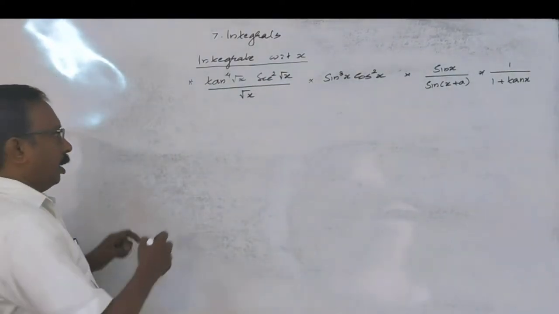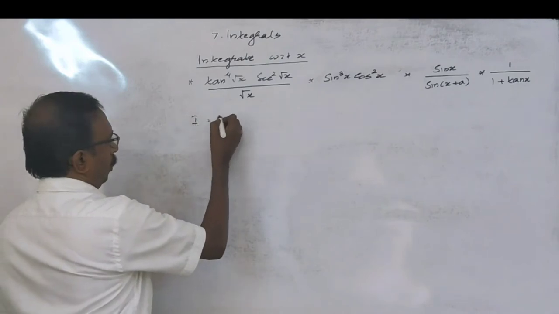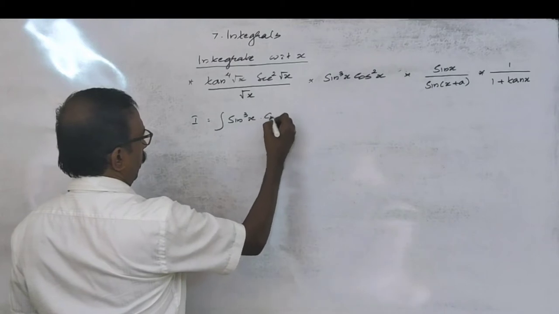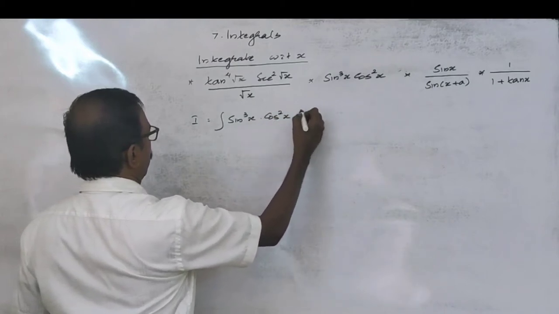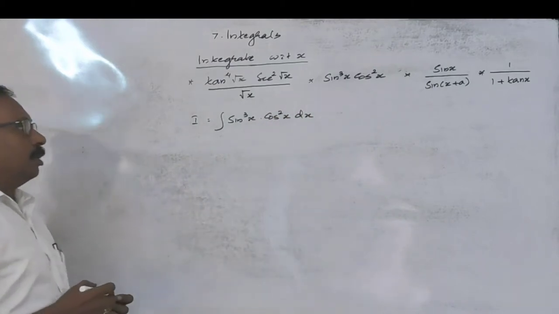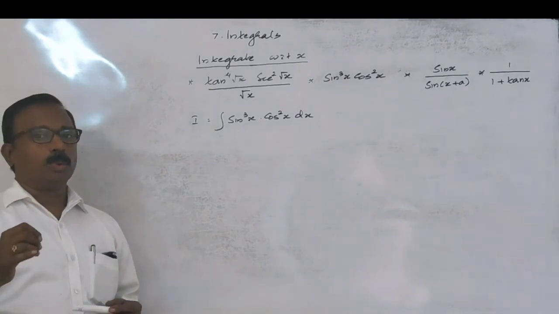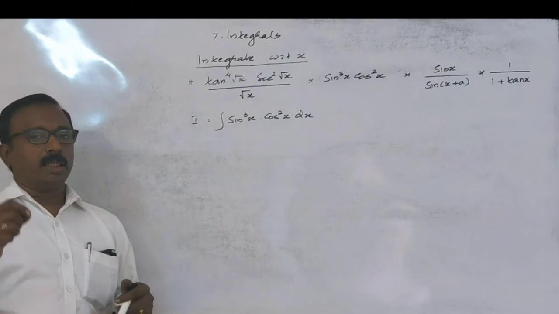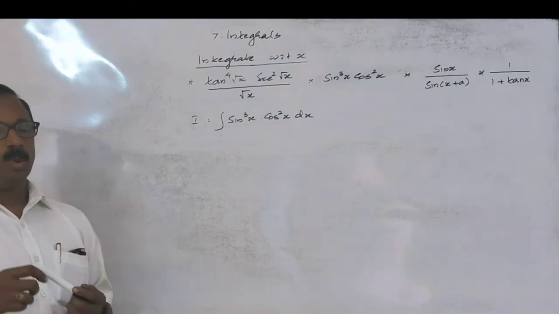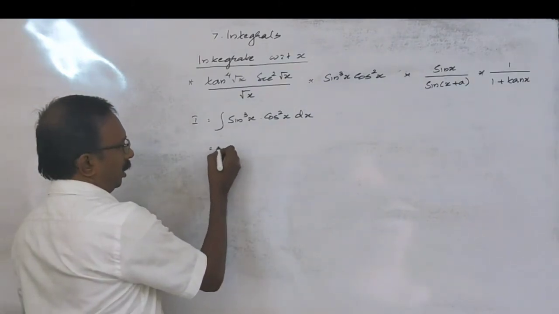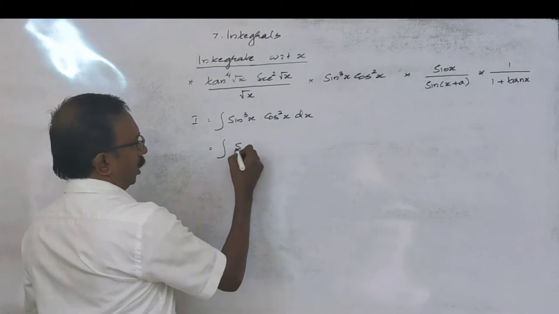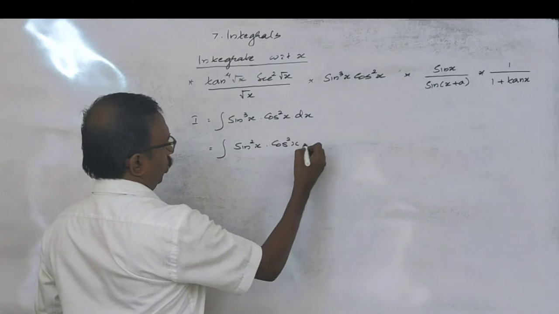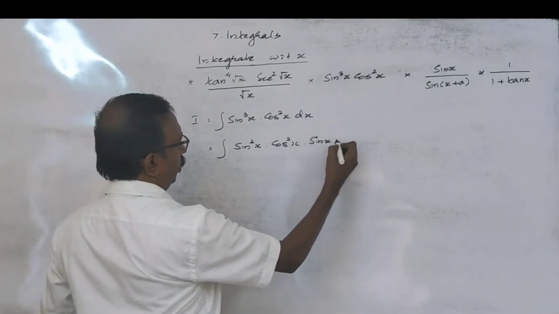Next question is, I is equal to the integral of sine cube x into cos square x into dx. In this question, sine cube x is an odd power of a function. Another example is sine square x into cos square x into sin x into dx.